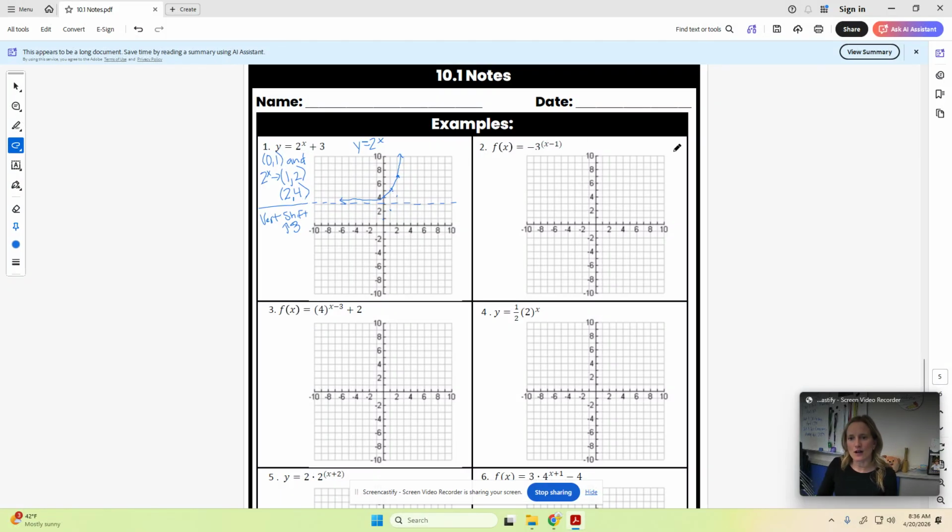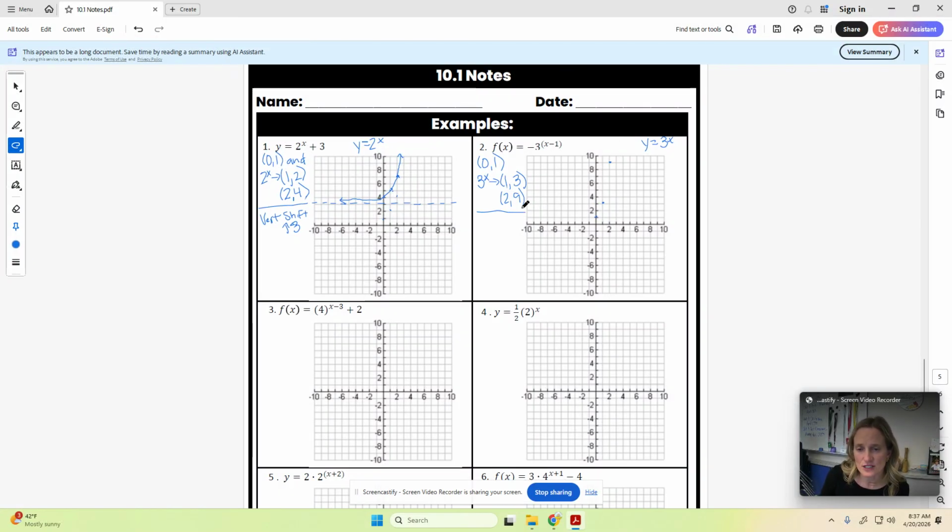In example 2, our parent function is y equals 3 to the x. This parent function has a y-intercept at (0, 1). When x is 1, that's 3 to the first power, so y is 3. When x is 2, that's 3 squared, so y is 9. We are going to use these 3 points to base our graph off of. So I have a point at (0, 1), a point at (1, 3), and a point at (2, 9). My graph would be going up like this.